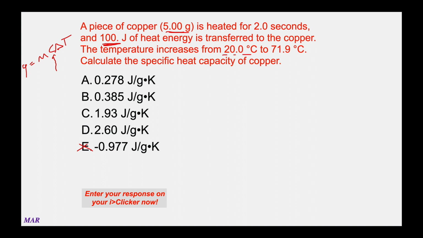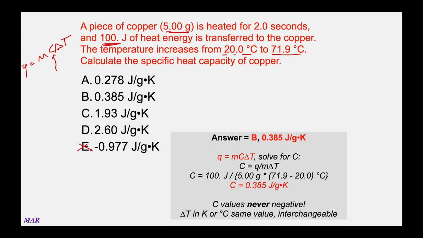Initially, the copper was 20, and at the end, it was 71.9. So your delta T here would be 71.9 minus 20, or 51.9. So C will be Q divided by M and delta T. You would go 100 divided by 5 divided by 51.9. And if you did this, it comes out to be answer B.